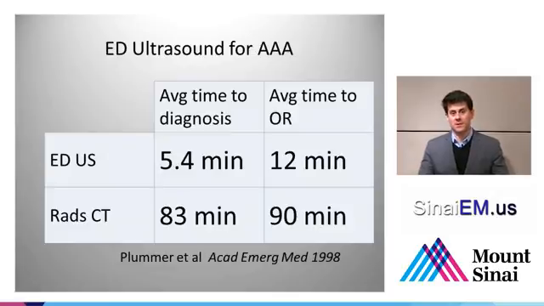One of the first studies of aortic aneurysm actually cut straight to the chase. An article by Dave Plummer in 1998 demonstrated that patients with suspected AAA who were evaluated by point-of-care ultrasound had an average time of diagnosis of 5.5 minutes and were in the OR in about 12 minutes. Patients who went to radiology for a CT scan were diagnosed on an average of 83 minutes and were taken to the OR in 90 minutes. So not only is there a huge difference in the amount of time it took to reach diagnosis, very impressive in this study, it only took the patients about 7 minutes to go to the operating room once the diagnosis was found in either case.